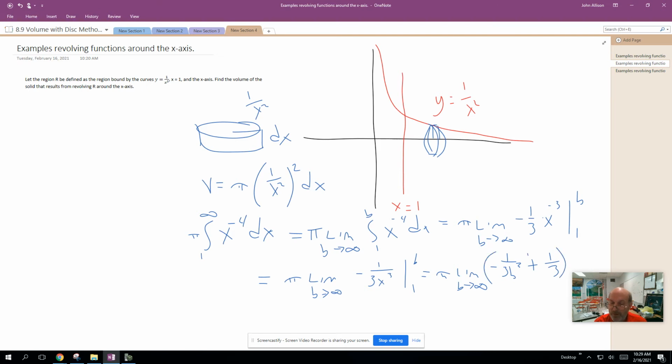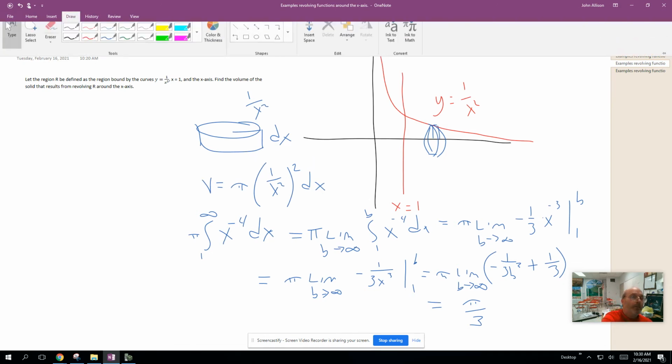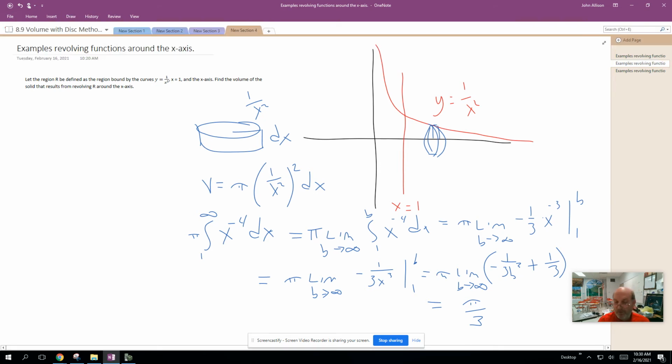As b goes to infinity, this part goes to 0. So this is all going to equal pi over 3. And that is the volume, that's units cubed, because we're doing volume. And that's how we revolve that curve around the x-axis with an improper integral. Let's do one more.